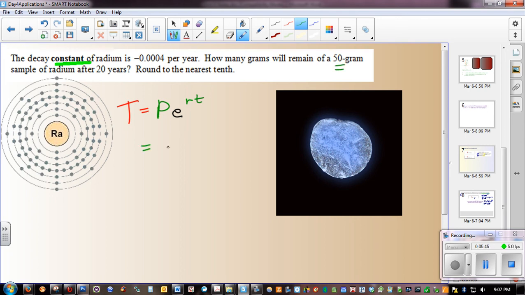We're starting with a 50-gram sample. We're going to use that special e key on our calculator to represent that irrational number, and we're going to raise that e to r times t. Well, r is my rate of minus 0.0004, and my units here are 20 years. And that constant is in terms of years, so I have no problem with units not matching. And then we'll pick up our calculator and type that in. Use your caret key to get the exponent up there, and it'll tell you how much is left after those 20 years.